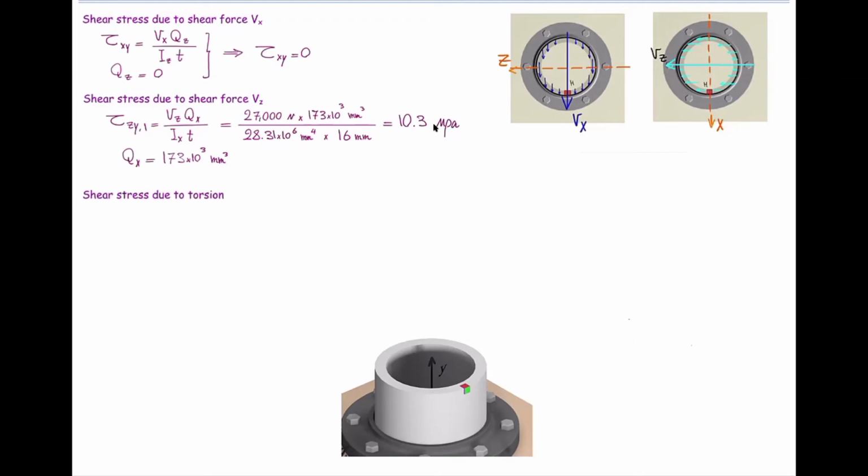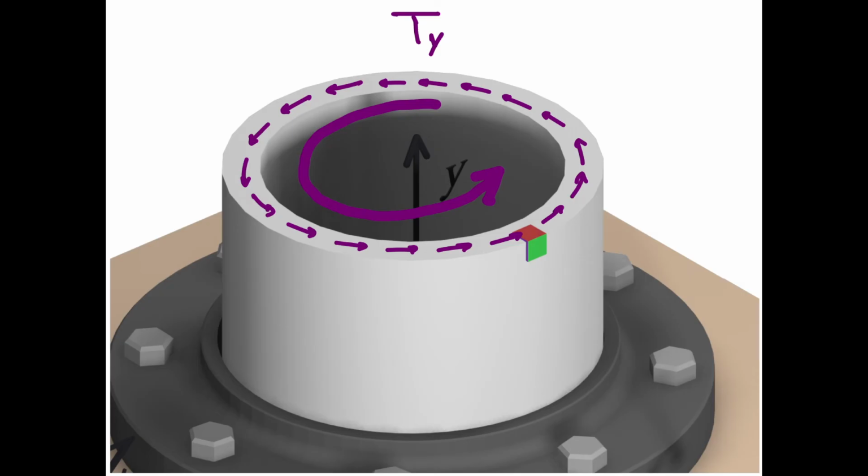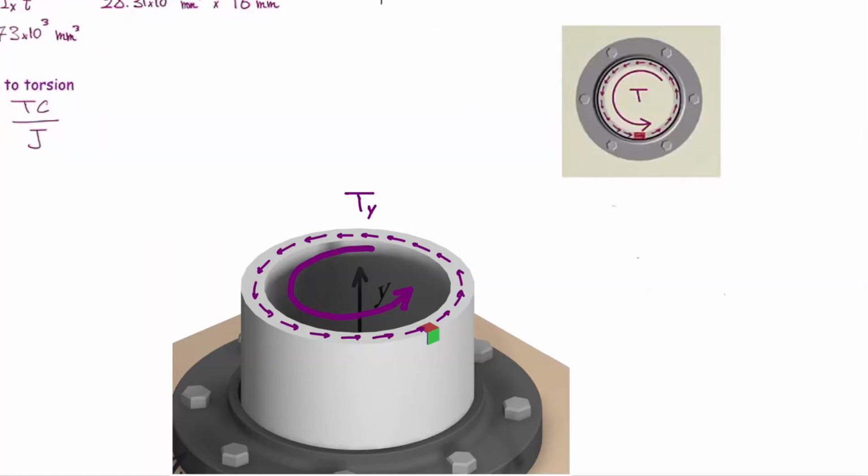So torque is also producing shear stress, and the magnitude of that is calculated from this equation, TC divided by J. Torque was calculated, J was calculated, C is the distance of the point from the centroid, which is simply half of the external diameter. But we need to pay attention to the direction of stress. So remember, torque was positive. It means put the thumb along the positive direction of Y. Curl the fingers. If you look at that from top view, the element is twisting counterclockwise, right?